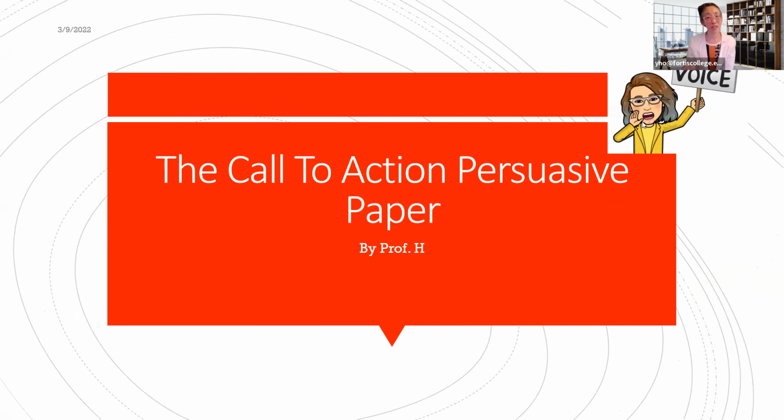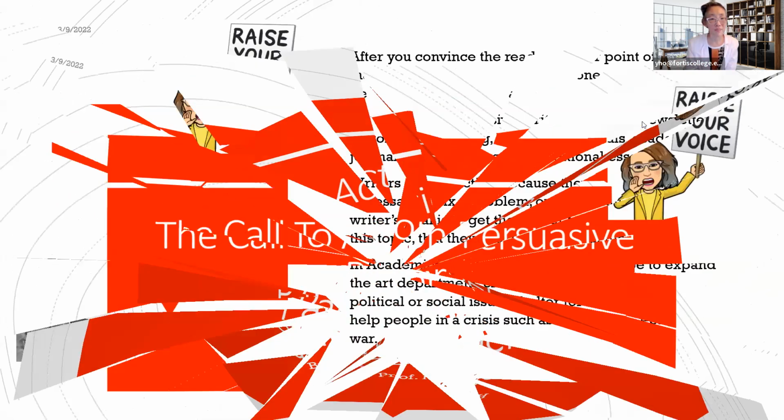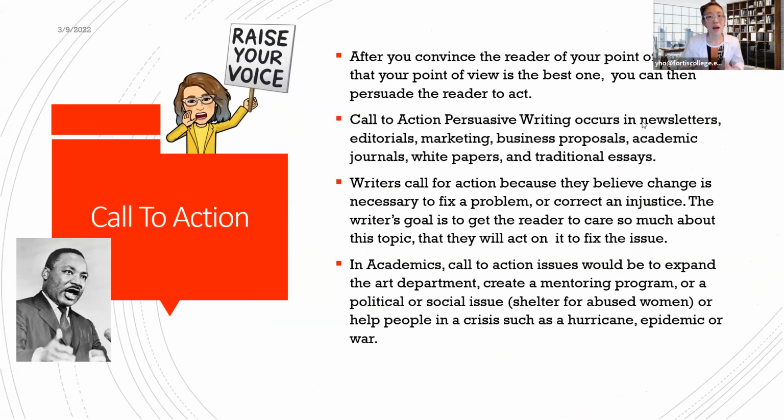So anyway, the second kind of persuasive paper is a call to action. The first kind of persuasive paper was to take a stand. A call to action is when you write such a convincing paper that you get the reader to jump out of his couch and participate in your movement, or go to a protest, or write a letter to the senator. After you convince your reader of your point of view, you persuade the reader to act.